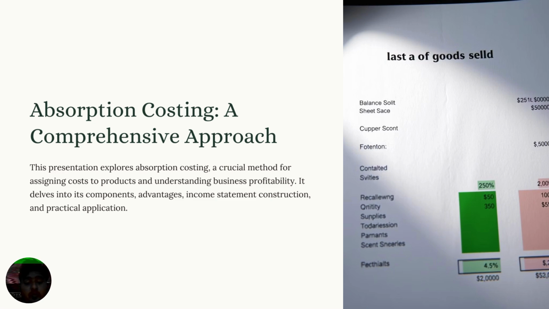That we assign cost to the products and understand the business profitability. It delves into different components like advantages, income statement construction, and other applications. So the basic concept in absorption costing is that we assign the cost to the products and understand the business profitability.